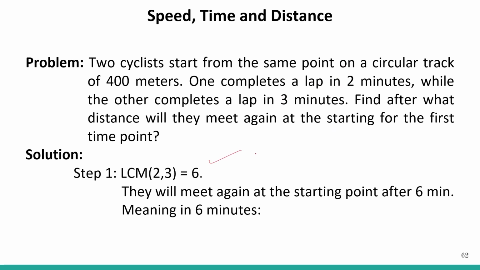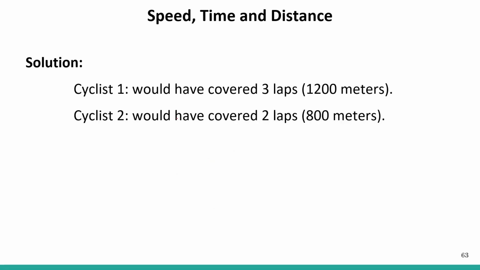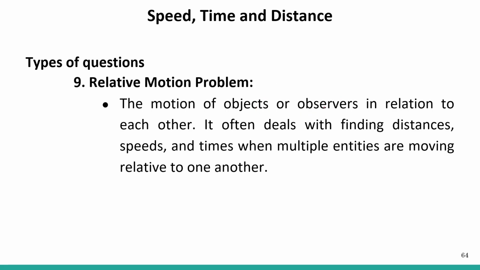So LCM of 2 and 3 is equal to 6. So they'll meet again at the same starting point after 6 minutes. So cyclist 1 would have covered 3 laps and cyclist 2 would have covered 2 laps, that is 1200 meters and 800 meters for 1 and 2 respectively.